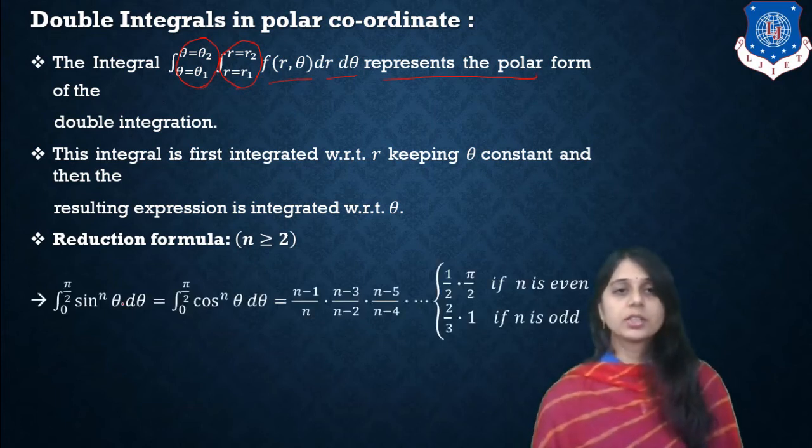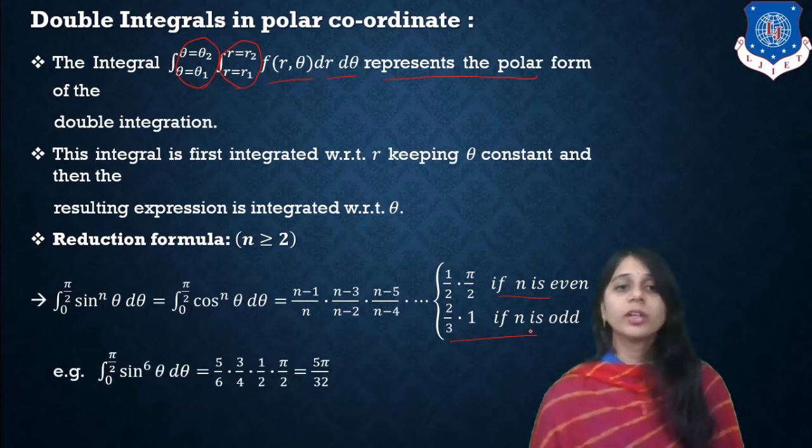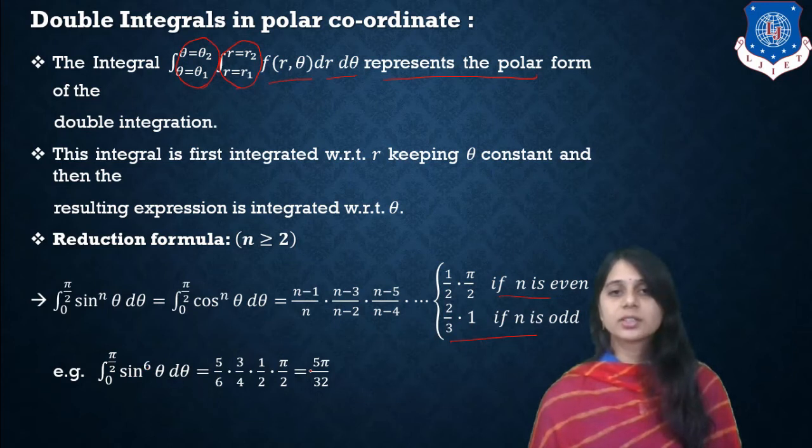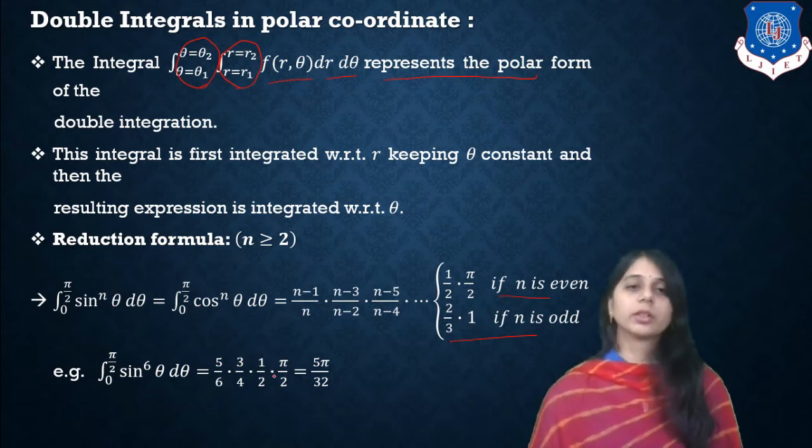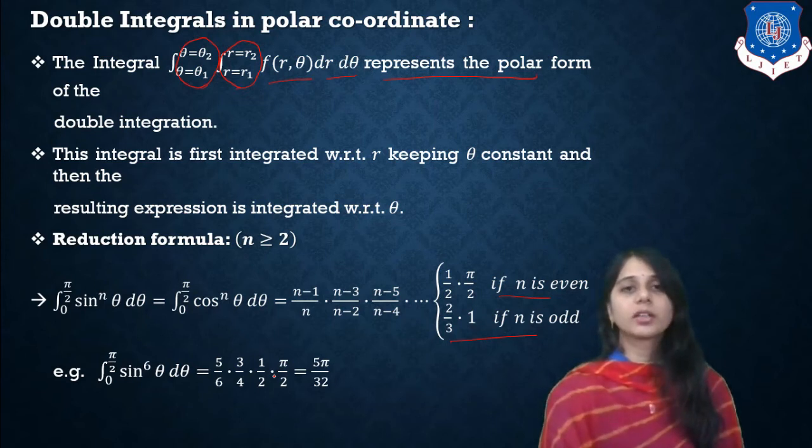We say that the integral 0 to pi by 2 of sin n theta is n minus 1, n minus 3, n minus 2, times pi by 2 if n is even, and times 2 by 3 if n is odd. Example, 0 to pi by 2 sin raised to 6 theta d theta. Answer is 5 by 32. How do we get it? There is 5 by 6, 3 by 4, 1 by 2 times pi by 2. Okay, so this is your reduction formula for n greater than or equal to 2 and for the sine and cos function.